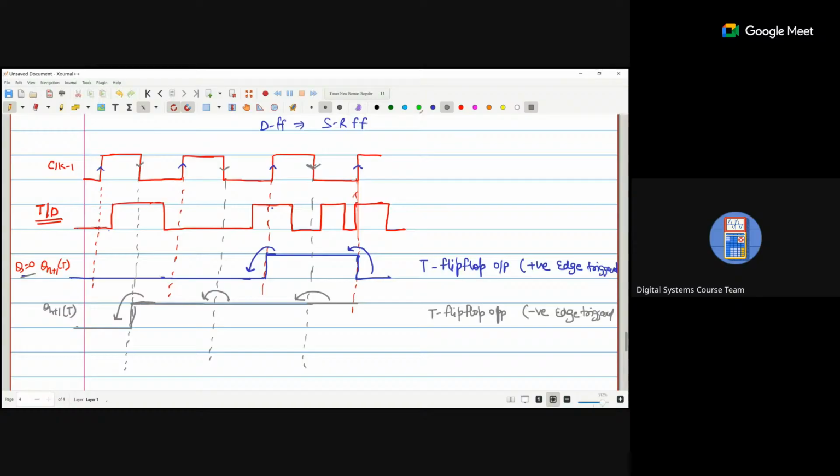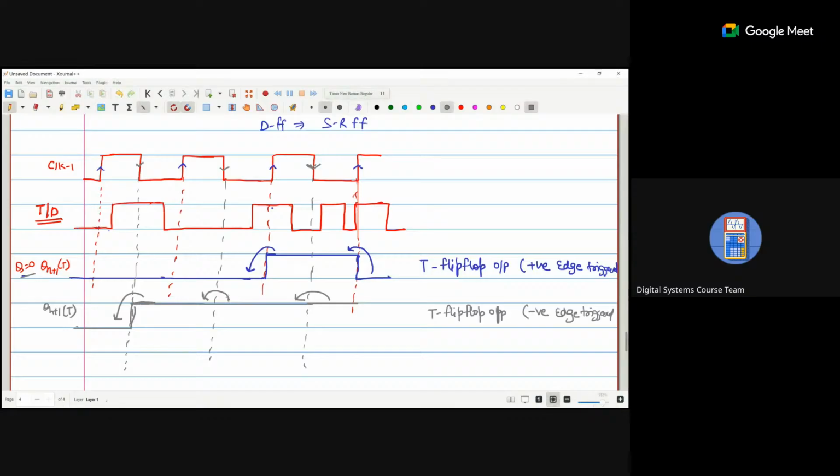Okay. Any doubt? Yes, anyone have a doubt? What is the meaning of previous condition? It is the previous clock output. Because in the next clock, the previous clock output is the previous condition.